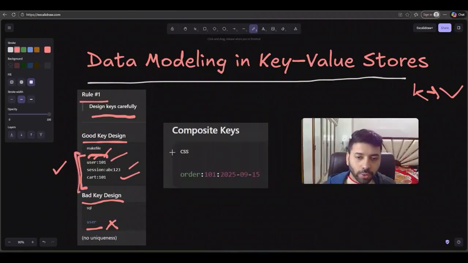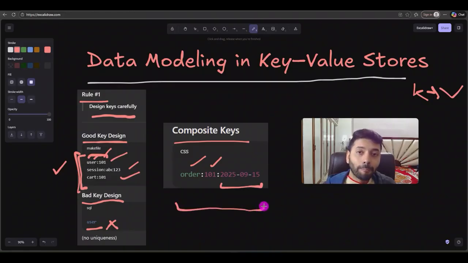So apart from this, you can also keep composite keys in key value database like this. You have the category, you have the ID, and you are also storing something else with it. Like here we are storing the timestamp. So it is a composite key. So you can clearly see in the key itself you can keep multiple things through which you can uniquely identify.